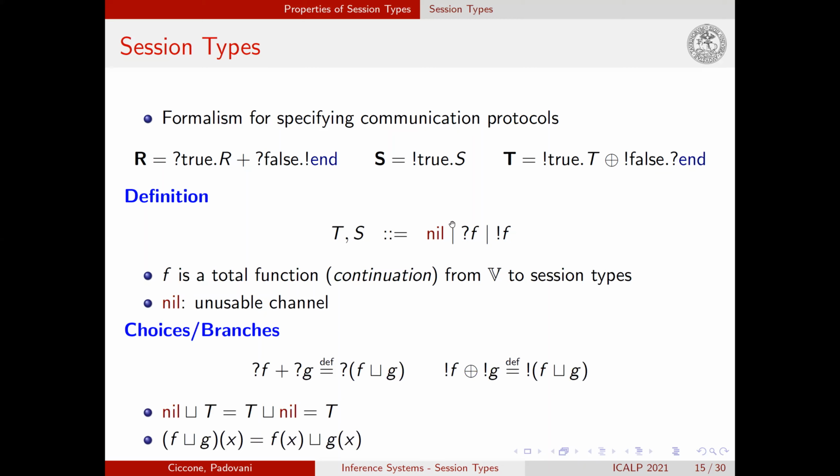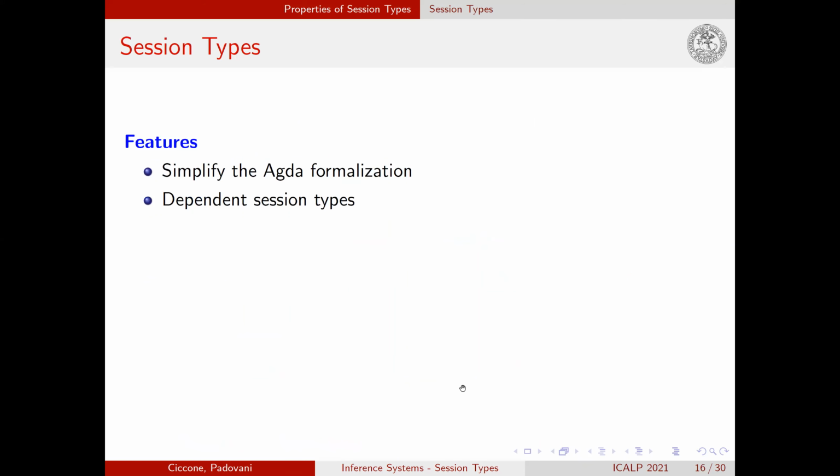Now we can encode the branch and choice constructs that we saw in R and T by composing continuations, because they are total functions. So in this case, we are able to compose, for example, a function f defined only on true and that is nil on false, with a function g that is defined on false and is nil on true. Actually, we decided to define session types in this way because we aimed at simplifying as much as possible the Agda formalization. And we are also able, in this case, to express dependent session types because we are using functions to compute the continuations of the session types.